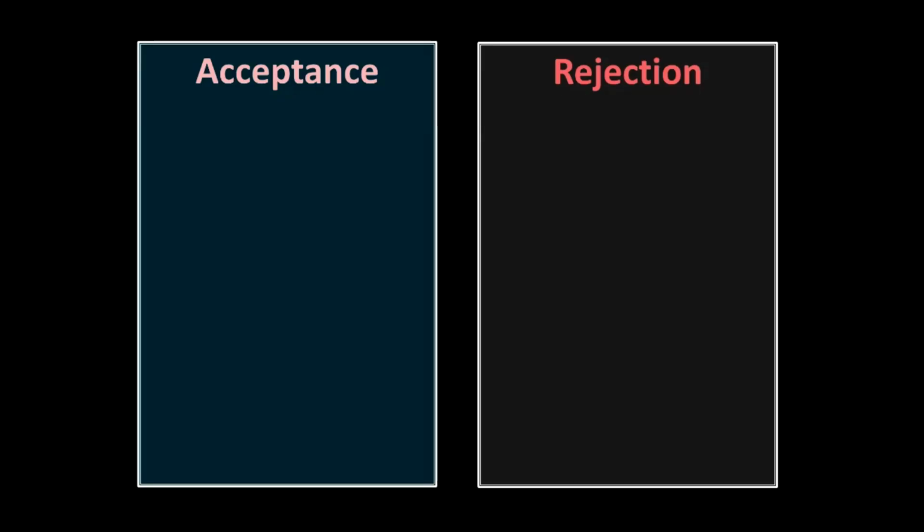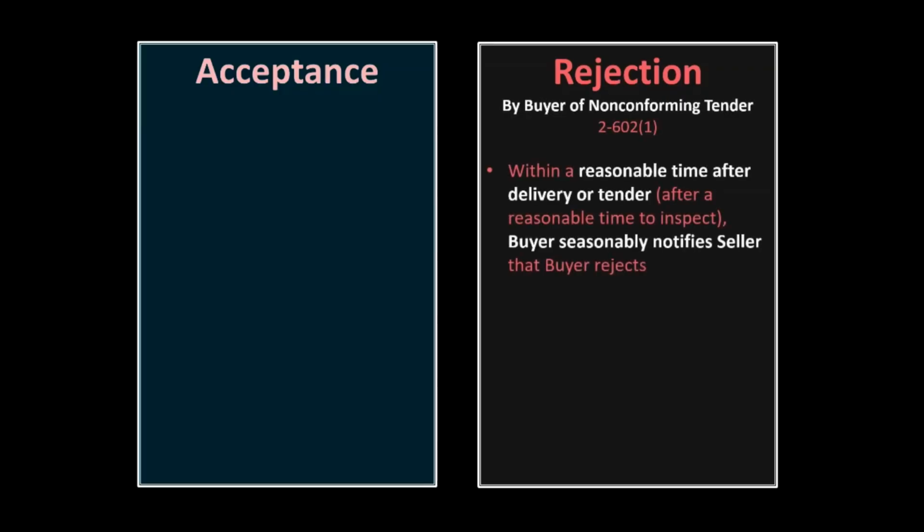Press pause now and think about it. What does the buyer need to do in order to make an effective rejection of the goods? Remember, under Section 602, subsection 1, in order to make an effective rejection, the buyer must reject within a reasonable period of time by giving the seller seasonable notice of rejection. Remember also, as we previously noted, a buyer may make an effective rejection even if the buyer has no right to reject the seller's tender.